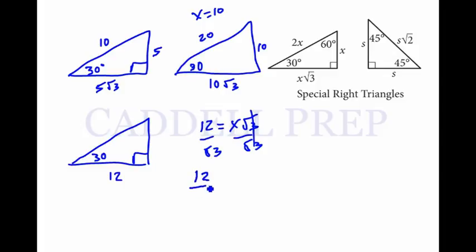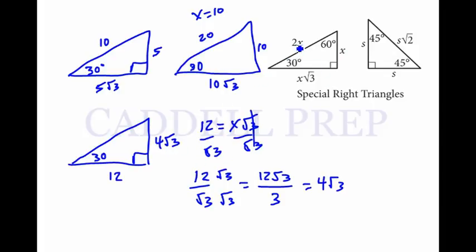If we have 12 over radical 3, what we want to do is get rid of the radical in the denominator. So multiply the top and bottom, numerator and denominator, by radical 3. So on top we get 12 radical 3. Then here radical 3 times radical 3 is radical 9, which is 3. This reduces. 12 divided by 3 is 4, so we have 4 rad 3. So now we know x is 4 rad 3, so that means this side is 4 rad 3. This side is twice that, which would be 8 rad 3.